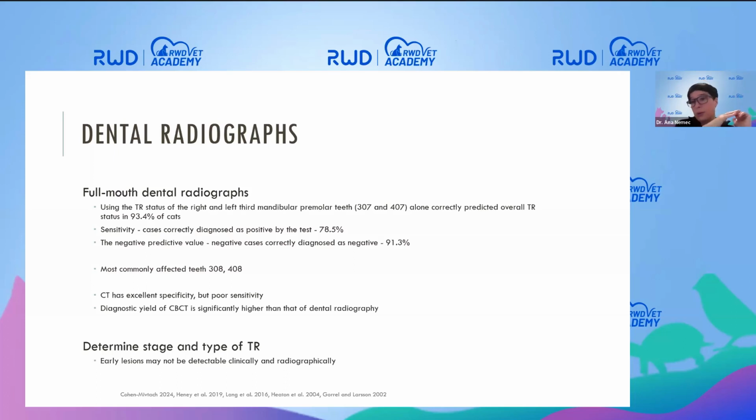Like everything, there is a learning curve, but once we have mastered cone beam CT, then it's actually much more diagnostic, or it allows for earlier diagnosis of tooth resorption as well as some other dental and oral issues. So what we need to do with our clinical and radiographic examination is to determine the stage and type of tooth resorption.